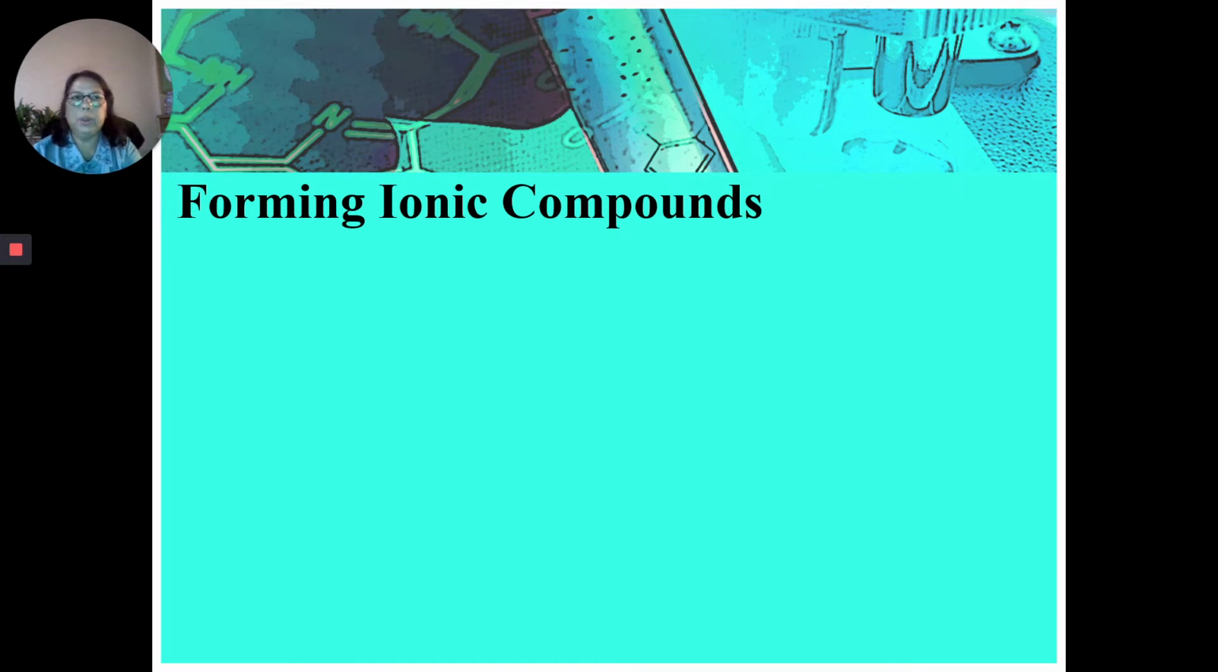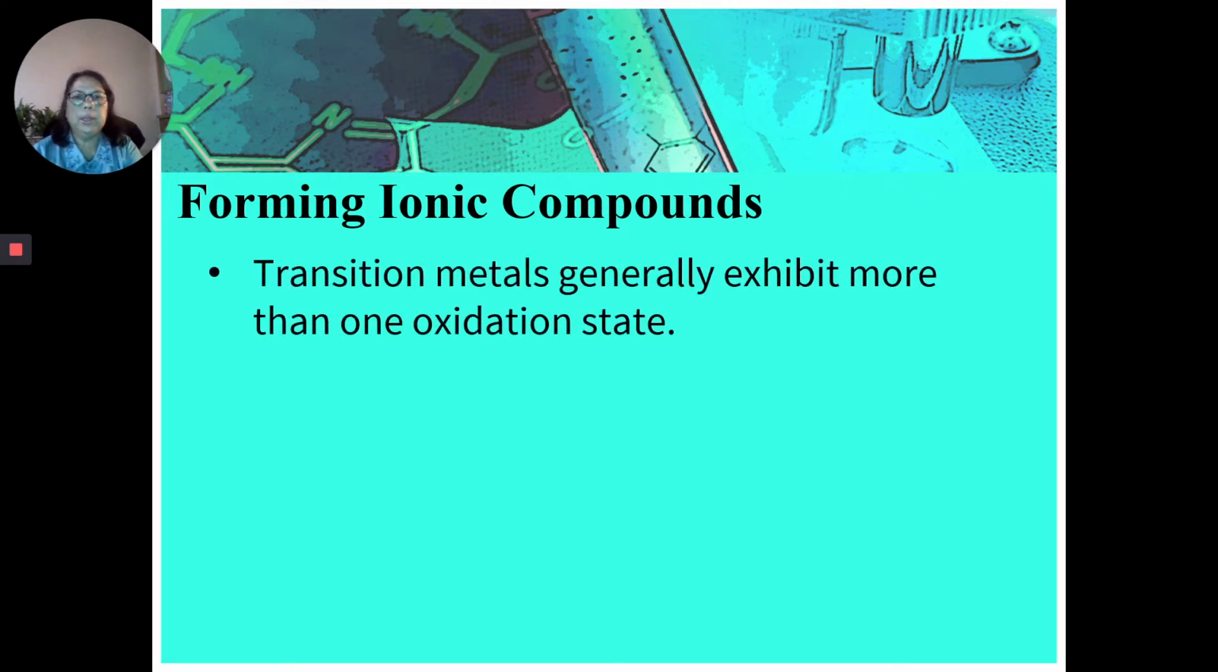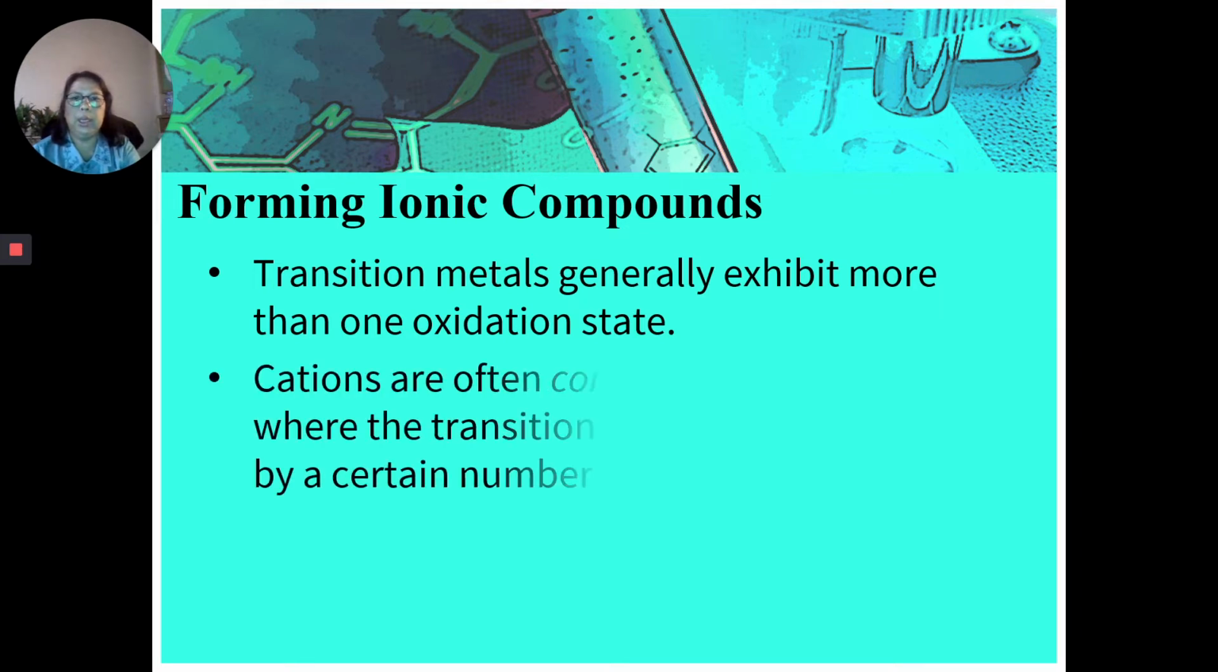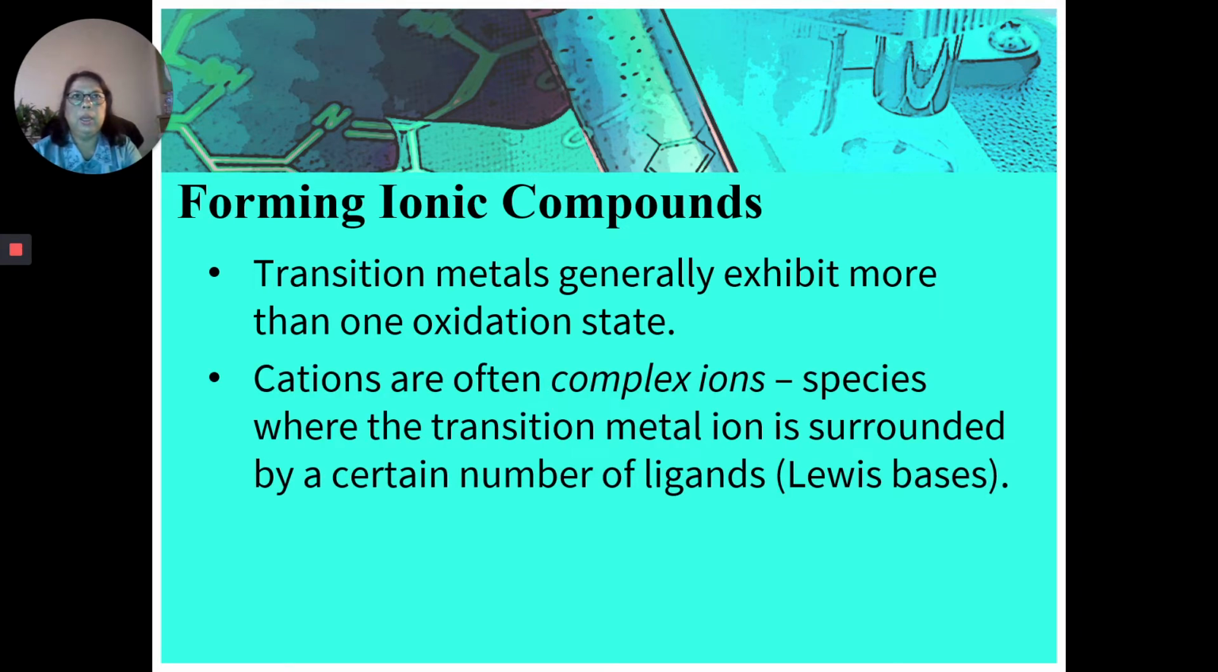So let us try to review the forming of ionic compounds. Transition metals generally exhibit more than one oxidation state. Meaning to say, not like in the case of hydrogen, which has only one oxidation state, plus one, and oxygen, minus two. But in the case of iron, it has plus two or plus three.